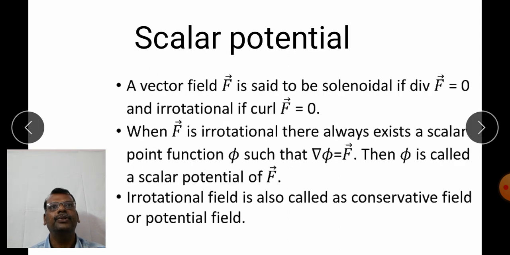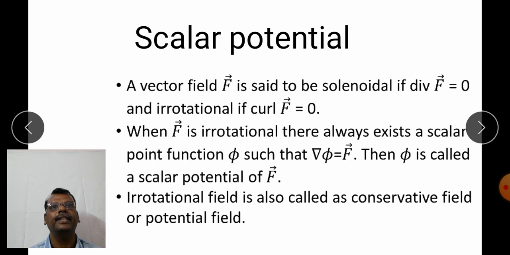Now, before going to define the scalar potential, we have to know solenoidal vector and irrotational vector. A vector field F bar is said to be solenoidal if div F bar is equal to 0. If curl F bar is equal to 0, F bar is called irrotational. Solenoidal vector is div F bar, irrotational is curl F bar. Both are equal to 0.